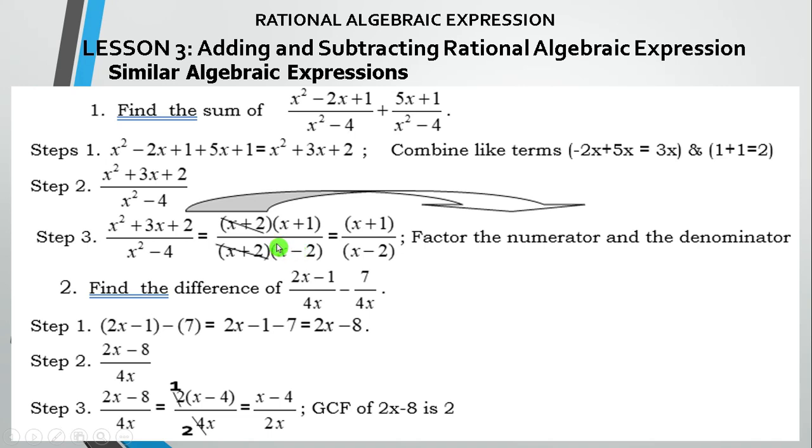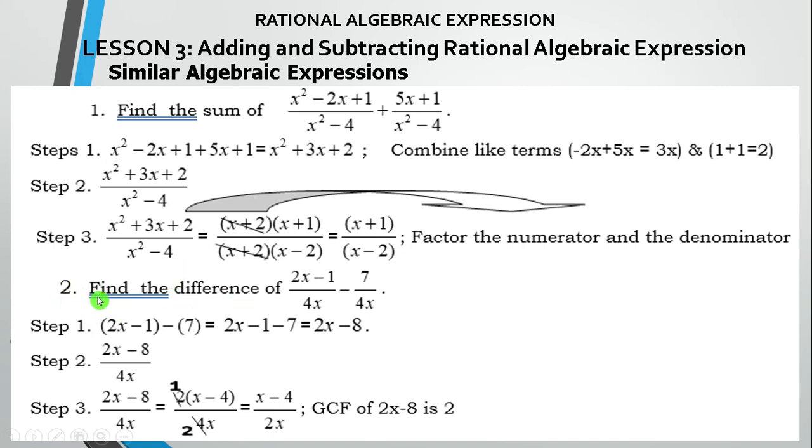Then, simplify. So, makancel natin siya. Ito, quantity x plus 2 because meron ding quantity x plus 2 sa denominator. Cancel sila. Then, ang naiwan ay si quantity x plus 1 over quantity x plus 2, which is now our answer. Okay. So, I hope nag-gets po yung ibig natin sabihin. So, just review your module 1 and module 2 kung paano mag-factor ng polynomial.